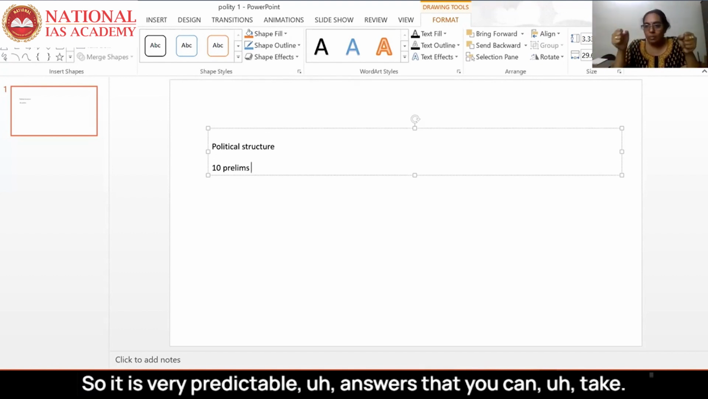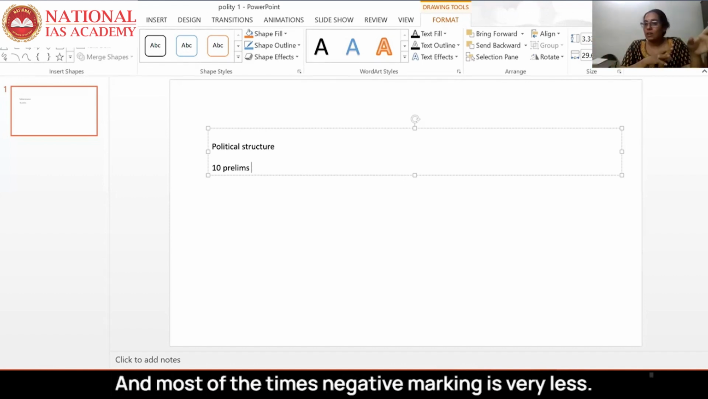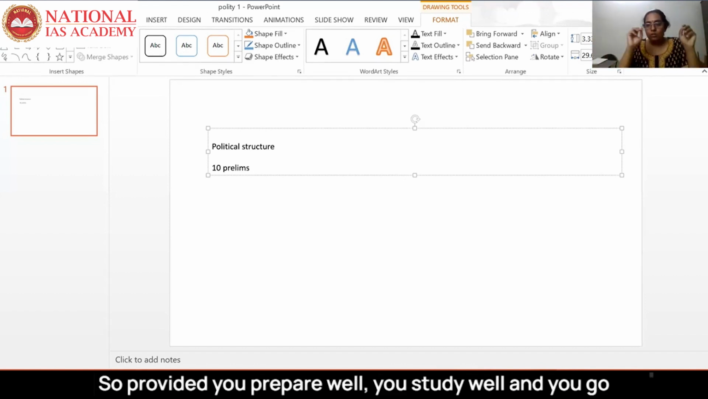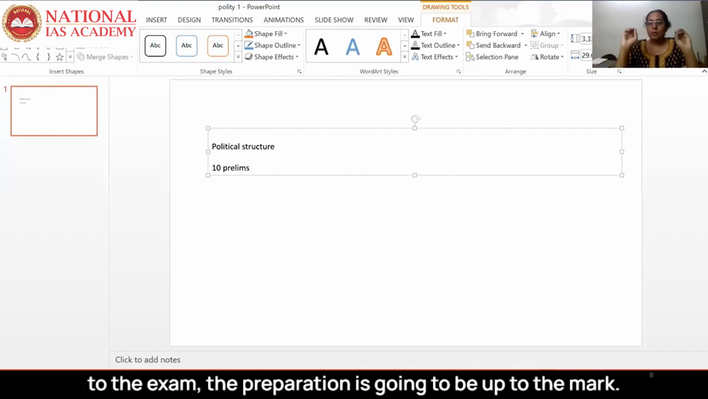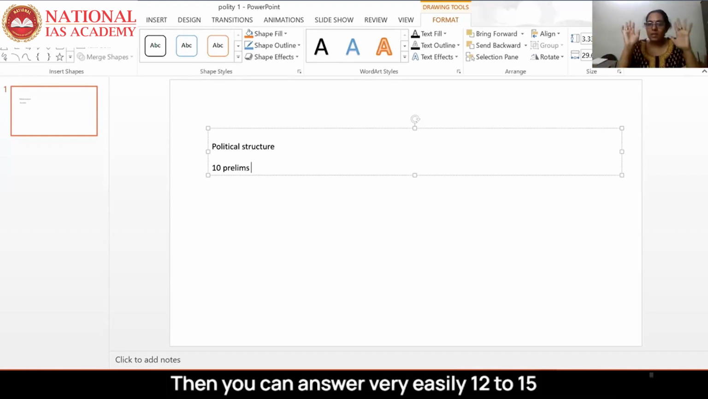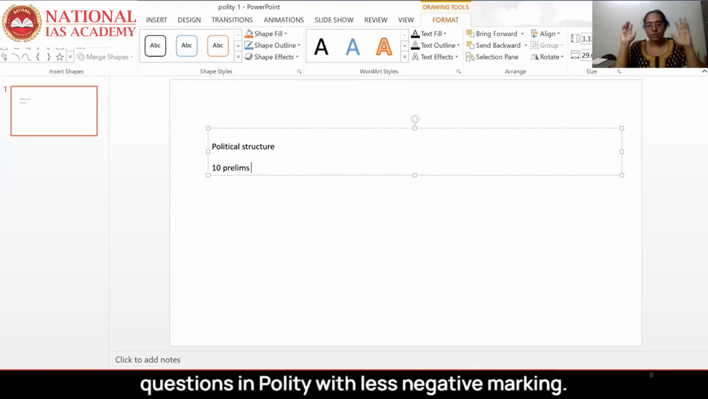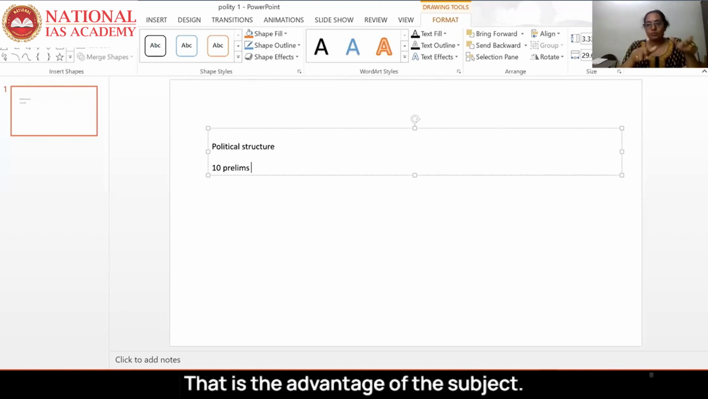So you can take very predictable answers, and most of the times negative marking is very less. Provided you prepare well, you study well, and you go to the exam, and the preparation is up to the mark, then you can answer 12 to 15 questions in polity very easily with less negative marking. That is the advantage of the subject.